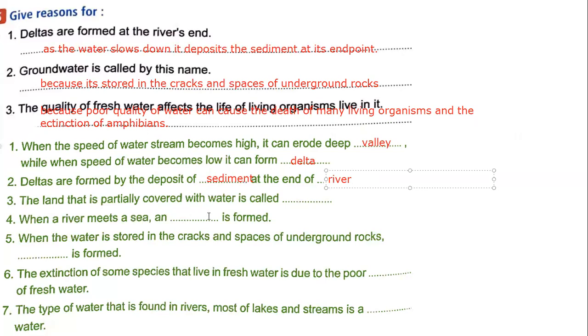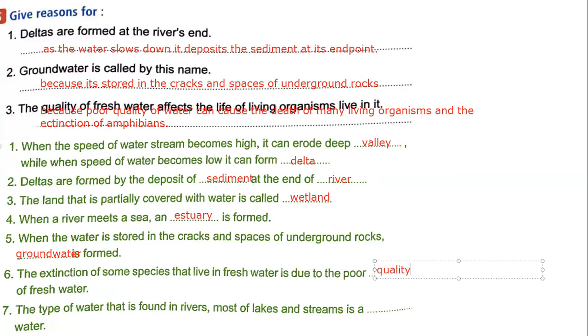The land that is partially covered with water is called what? Wetland. Excellent. Next, when a river meets a sea, what is formed? Estuary. Yes, an estuary is formed when a river meets a sea. When the water is stored in the cracks and the spaces of underground rocks, what is formed? Yes, groundwater.